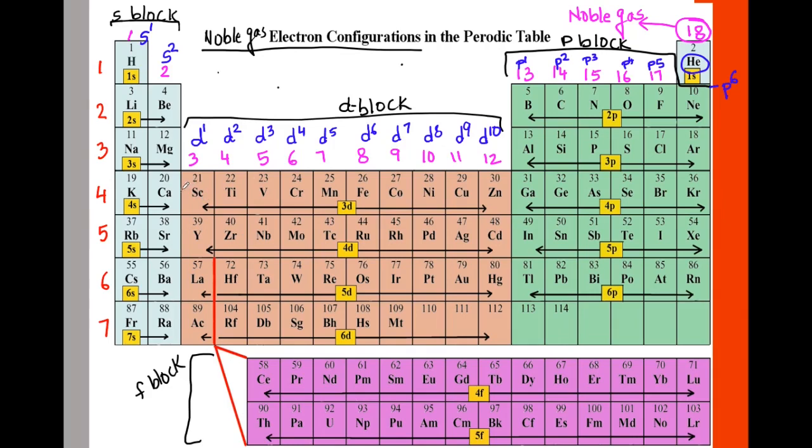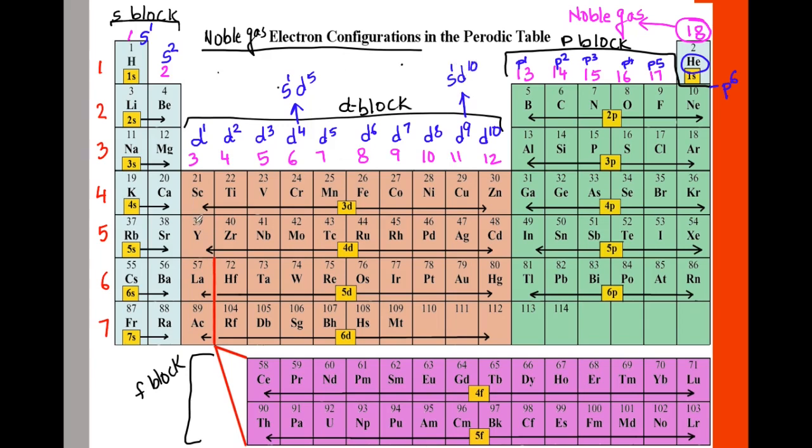So now let's look at the exceptions. We learned that group 6 ends with S1, D5. So we're going to write that. And group 11, electron configuration ends with S1, D10.